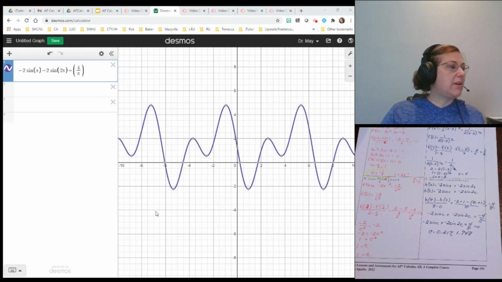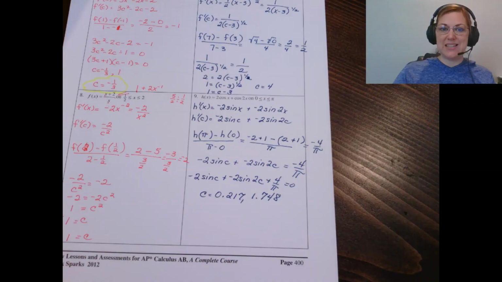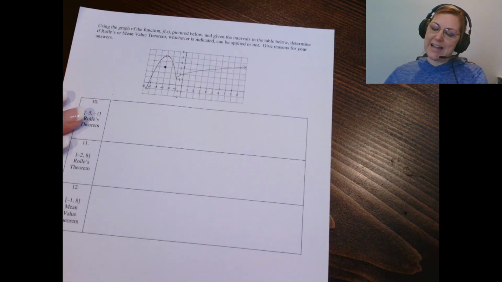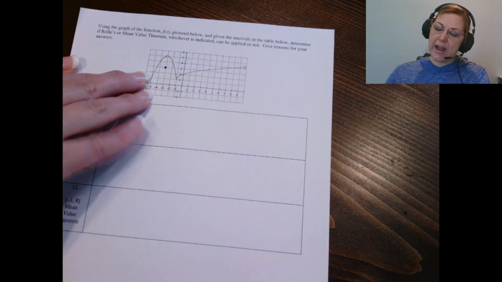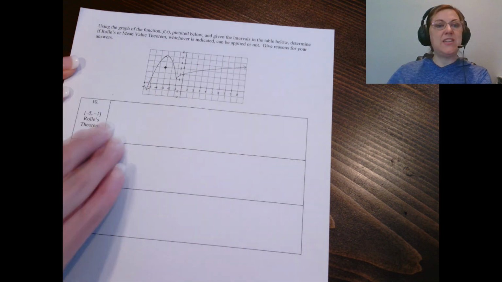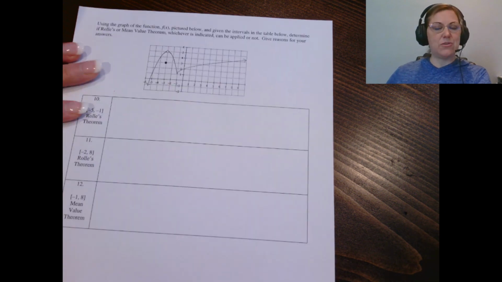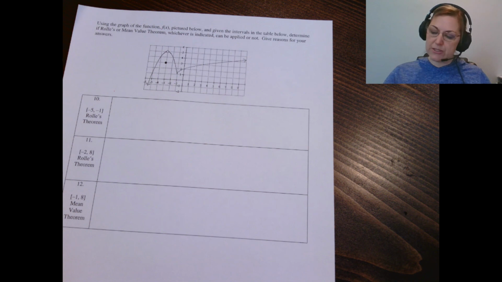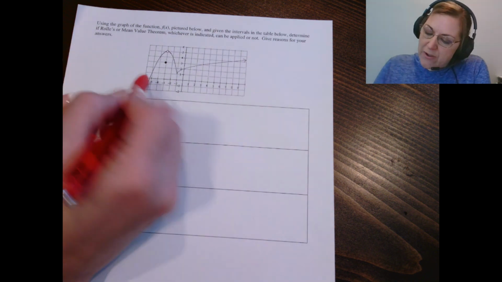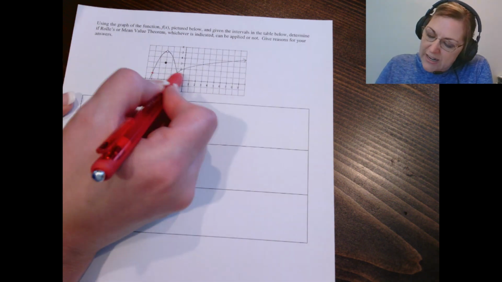Okay, let me go ahead and switch us back to this layout so we can finish up our practice problems here. This is asking us, here's a graph of the function. We're being asked if these theorems apply. So let's look at Rolle's theorem first. They're on the interval from -5 to -1.